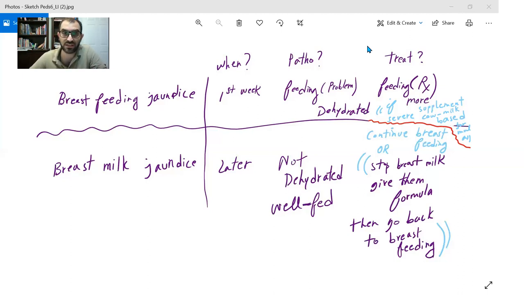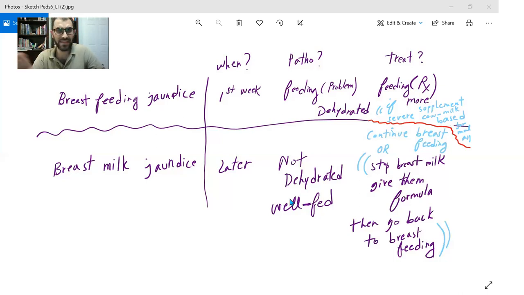We want to talk about breast milk jaundice now. Breast milk jaundice is a little bit later, usually the second week. Pathophysiology: the neonate is not dehydrated, actually well fed, right? They are not able to handle a protein in the breast milk.